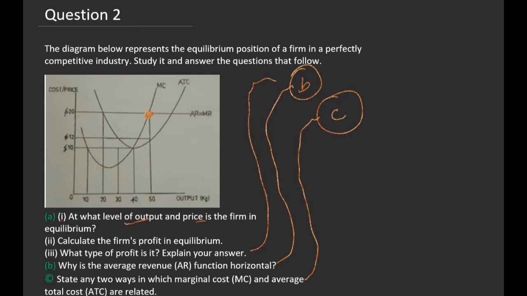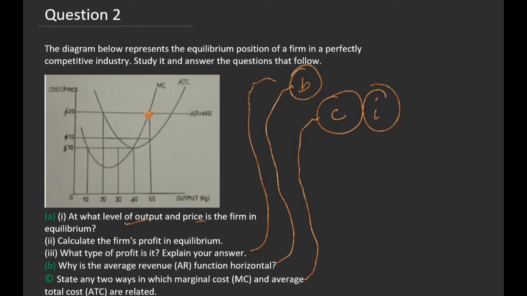State any two ways in which marginal cost, MC, and average total cost, ATC, are related. The first one: when marginal cost is less than average total cost, average total cost is falling. You can see a relationship, number 2: when marginal cost is equal to average total cost, average total cost is at its minimum. That's also a relationship.